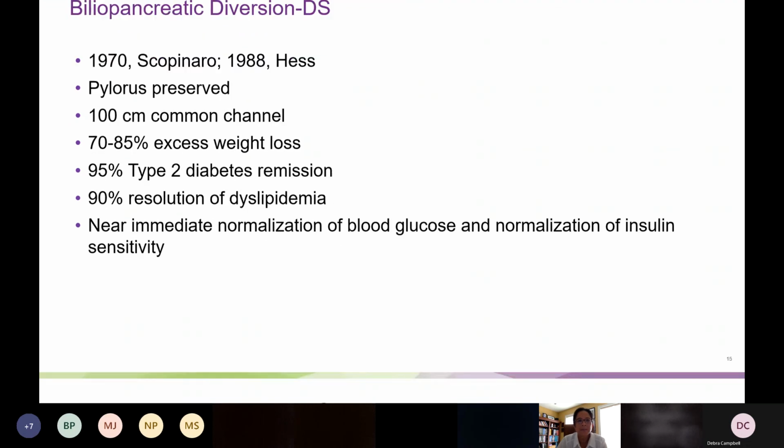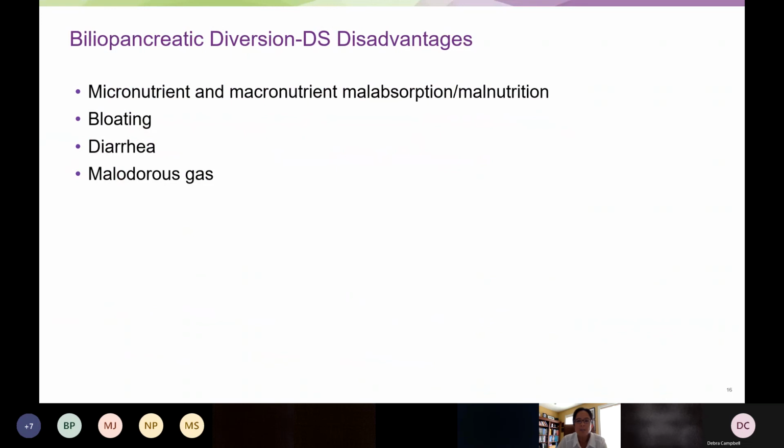Next slide. There are a few drawbacks though, because half the intestine is bypassed. There is some micronutrient and macronutrient malabsorption and malnutrition. So these patients malabsorb their A, D, E, and K vitamins. They malabsorb calcium, they malabsorb iron, B12. So all these things have to be replaced. They have to take actually 3 times the normal vitamins than a regular patient does.